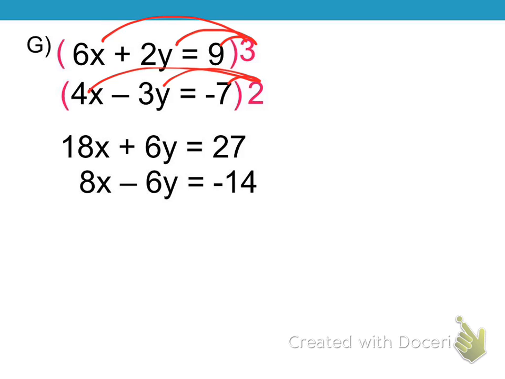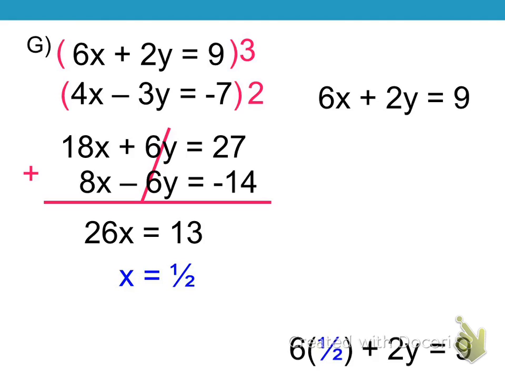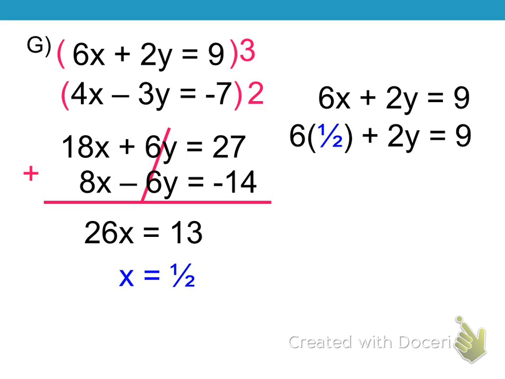All right. Now what? Go ahead and add them. What is 18x plus 8x? 26x equals, what do we get on the right side? 13. So x is going to equal 1/2. Which isn't going to be terrible because our coefficients are both even. So go ahead and plug it in to one of the equations. I'm going to go top equation.